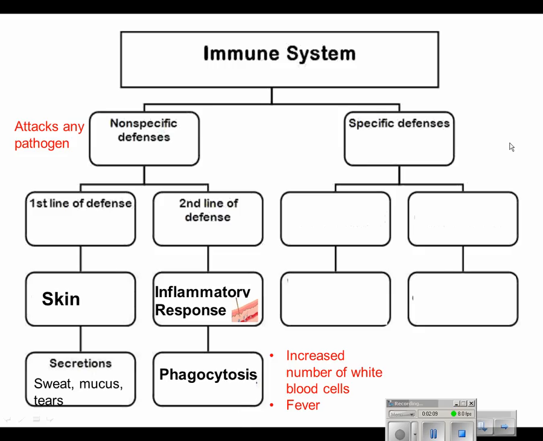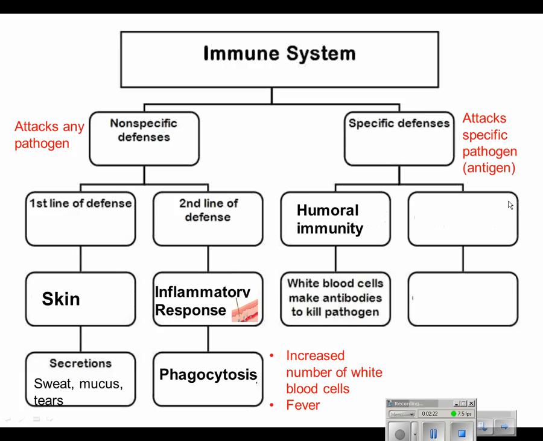The specific defenses are parts of the immune system that are going to attack a very specific pathogen or antigen, antigen being a foreign substance. You have what's called humoral immunity, which is when the white blood cells make antibodies to kill the pathogen, and cell-mediated immunity, where killer T cells destroy the pathogen.